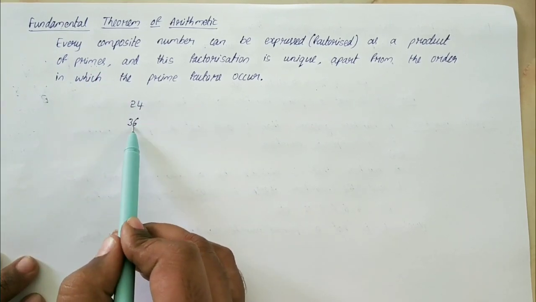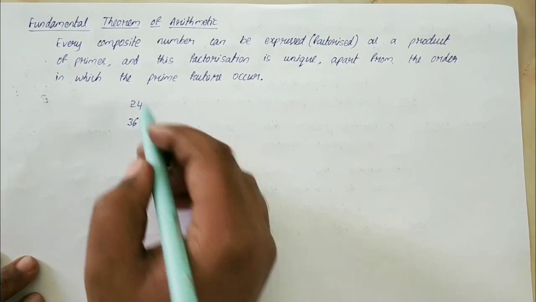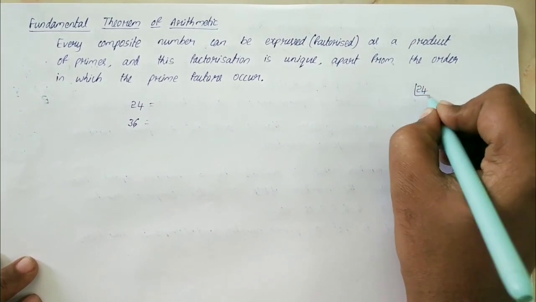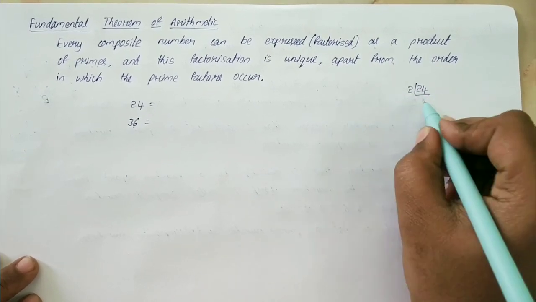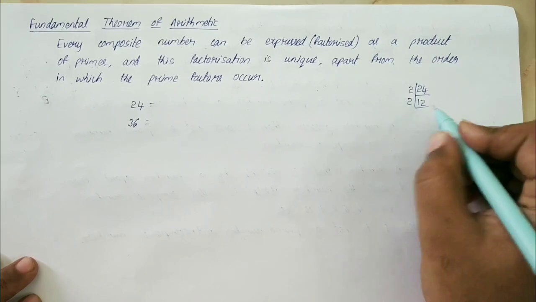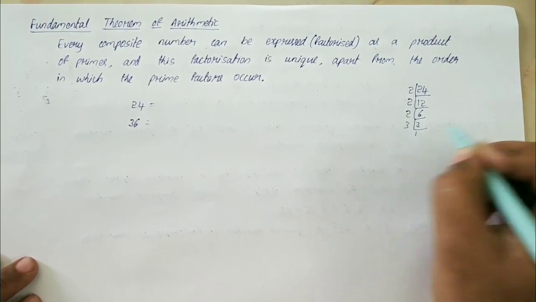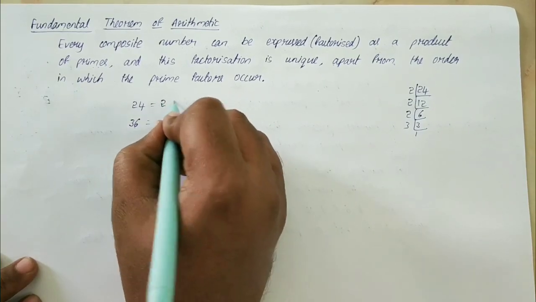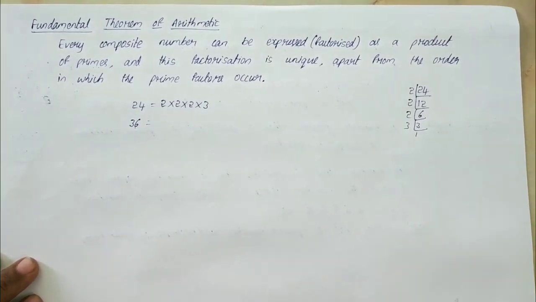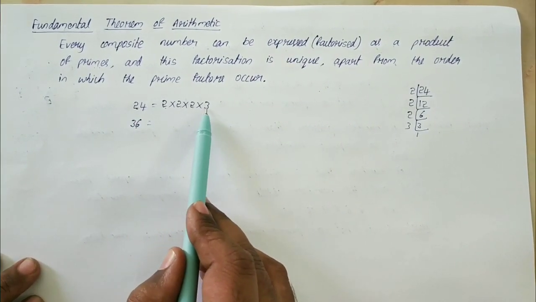So 24 and 36 are composite numbers. These can be expressed as a product of primes. How? We'll do the prime factorization here. 24 is divisible by 2. Next it is divisible by 2 only. 2 sixes are 12. Next, 2 threes are 6, 3 ones are 3. So 24 can be written as 2 into 2 into 2 into 3. Right? So the prime factors of 24 are 2 into 2 into 2 into 3.